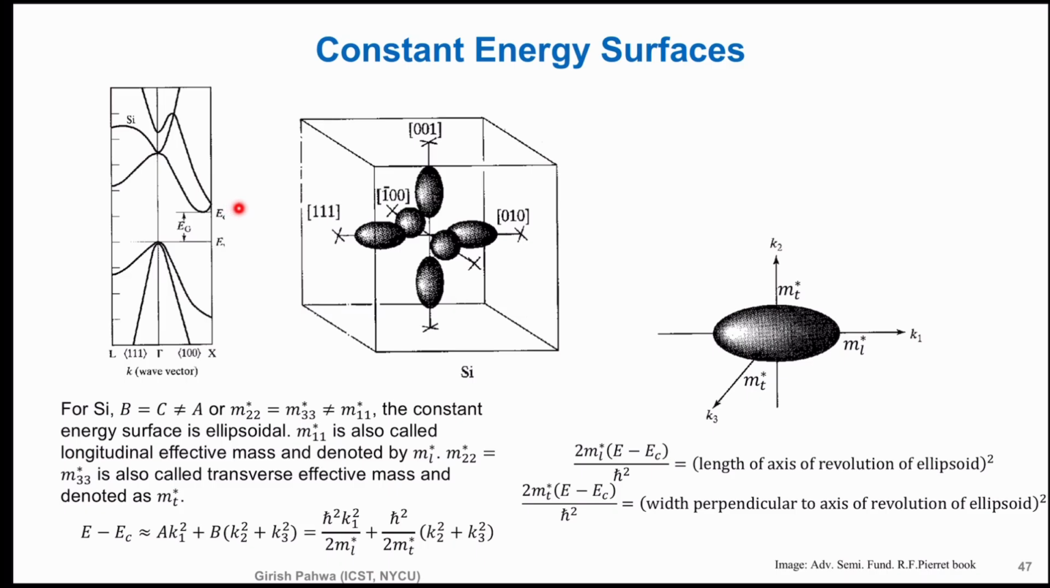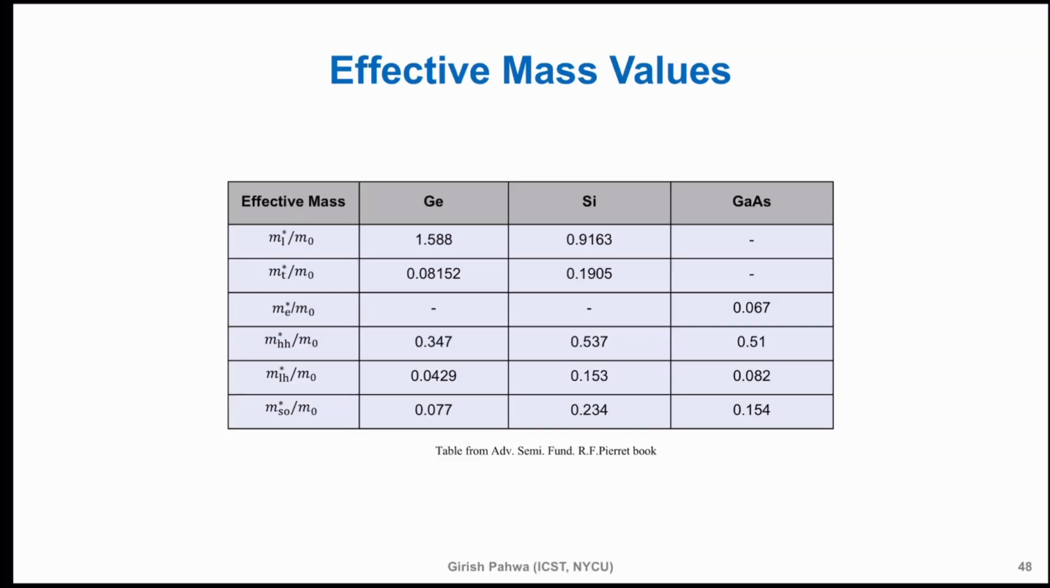Got it? So now let's look at some effective mass values. Now I have three materials. We only talked about these three materials. Very important: germanium, silicon, gallium arsenide. And you can see the ratio of the effective mass to the actual rest mass of electron. So this m naught is the rest mass of electron, and ml star is the longitudinal effective mass.